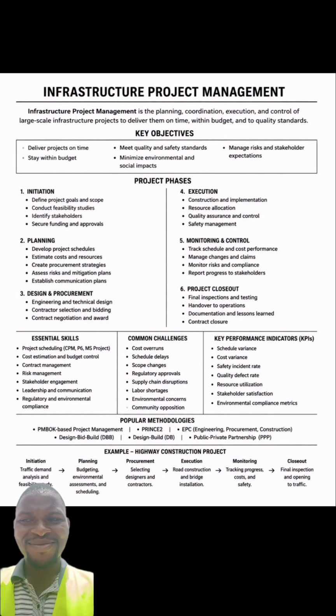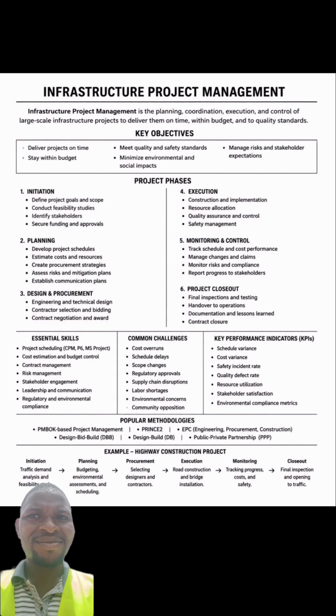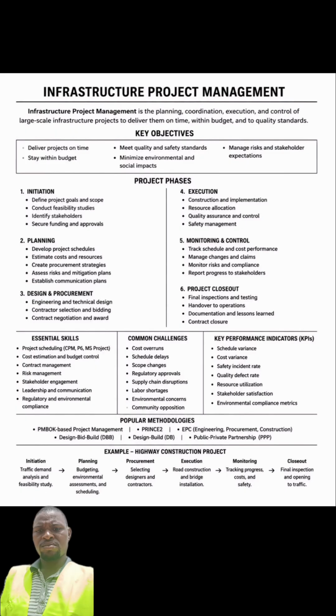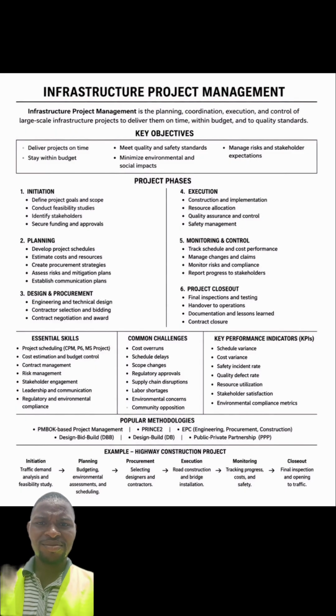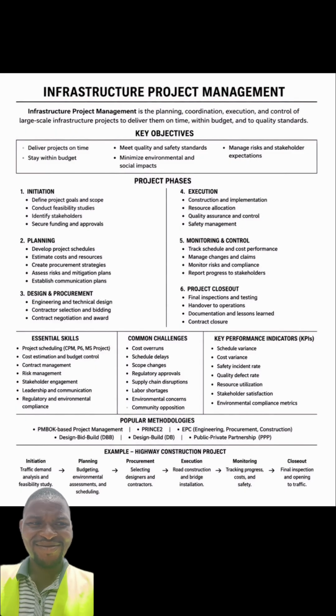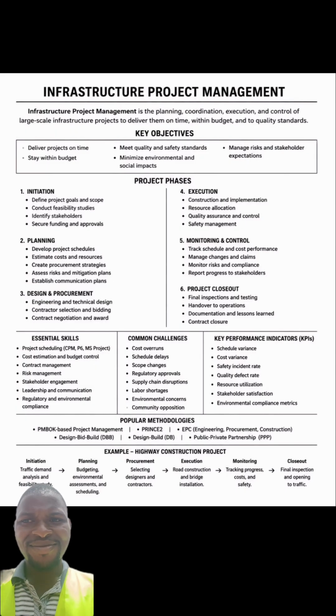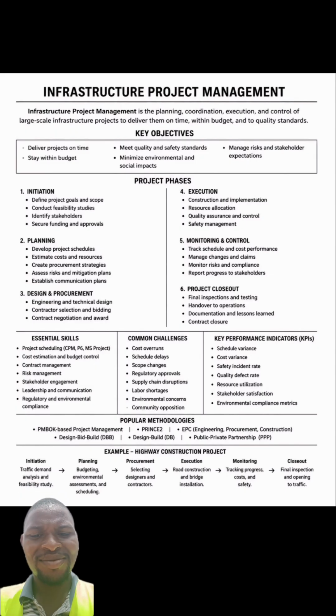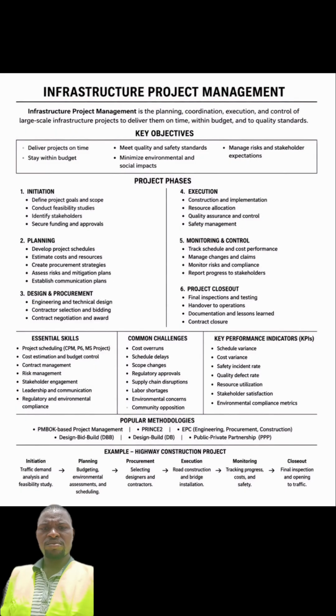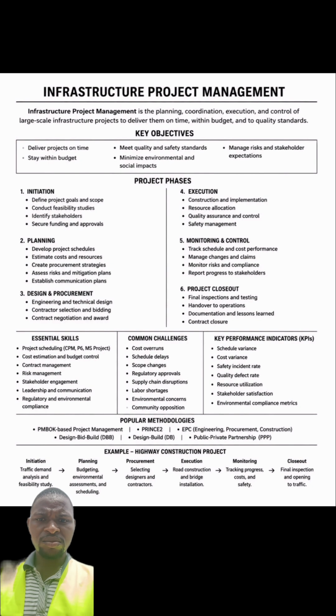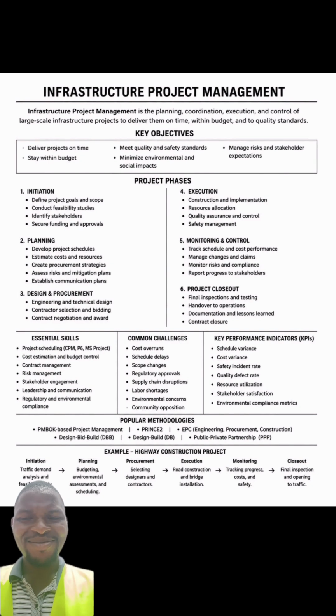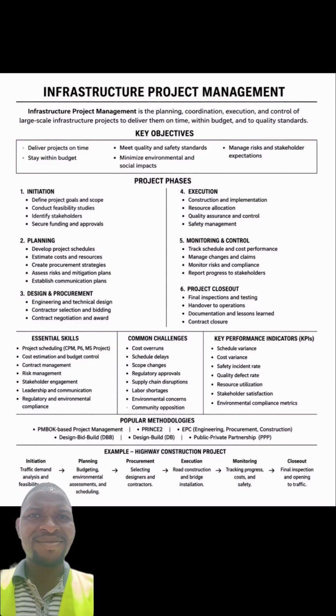Then stay within the budget so that you will not exceed the budget that you had. Then meet quality and safety standards. So you're going to meet the quality that is required. Then you also ensure that you meet the safety standard. Then minimize environmental and social impact. So in road construction, there are environmental and social policies that come into play. So you tend to minimize these environmental factors and social impact.